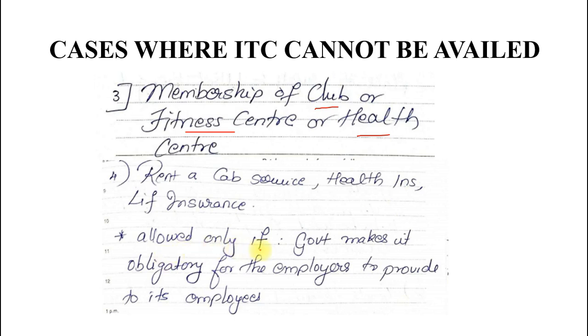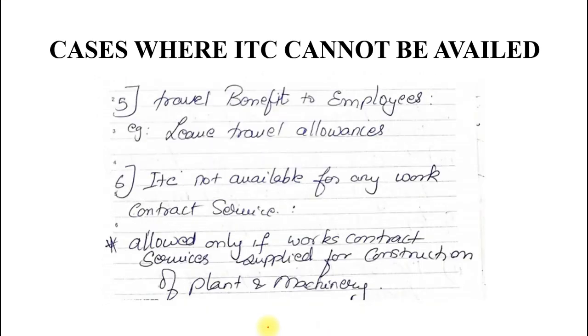It is allowed only if the government makes it obligatory for the employer to provide it to his employee. Only if the government has made it compulsory under a certain condition, only then you can use it, otherwise no. But this has to be mentioned there. Next, travel benefits to employees, that is leave travel allowances and all, on that ITC cannot be availed. ITC is not available for any work contract service. If there is a contract based service, on that ITC is not available.